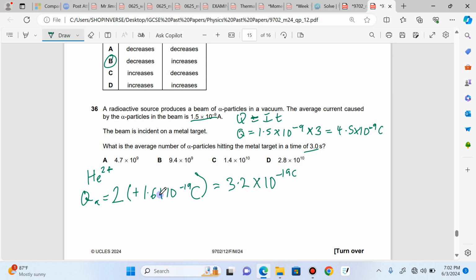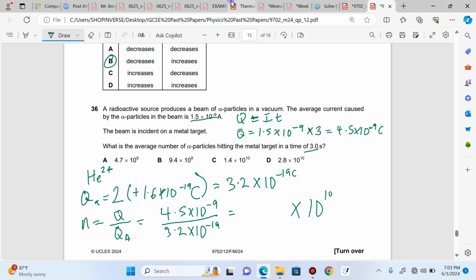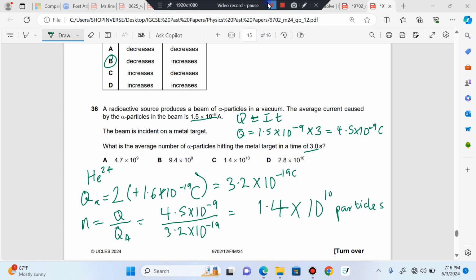So if this is the charge of an alpha particle and this is the total charge I'm expecting, then what is the number of alpha particles? The number of alpha particles is the total charge divided by the charge of an alpha particle. So I have 4.5 times 10 to the power minus 9 divided by 3.2 times 10 to the power minus 19. 4.5 divided by 3.2, I'll use my calculator for that. So we got 1.4 times 10 to the power 10 alpha particles, which is option C. That makes it the correct answer to question number 36.